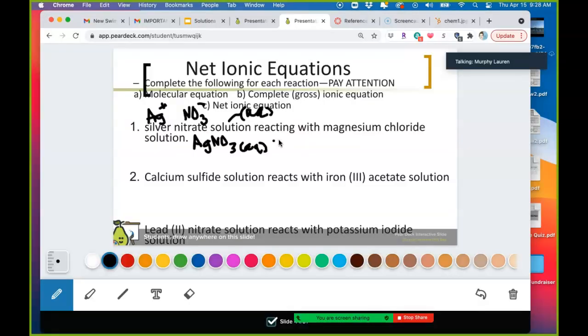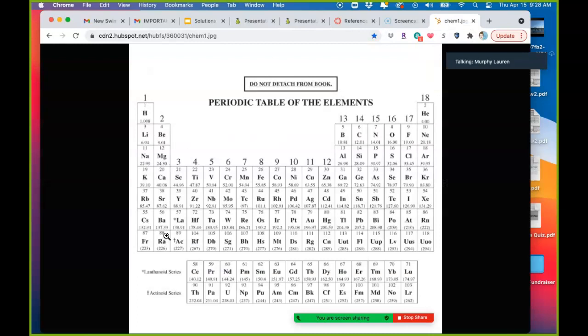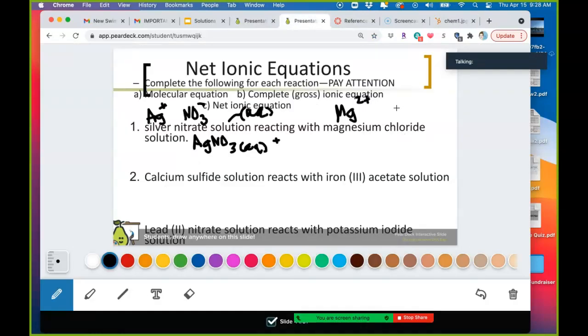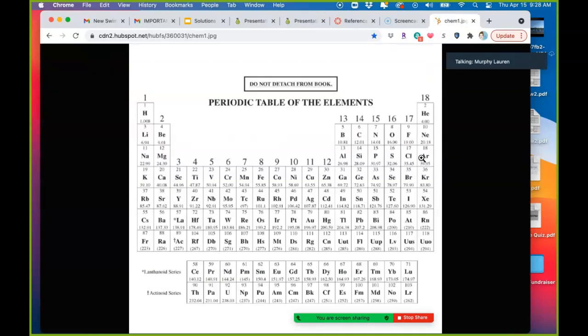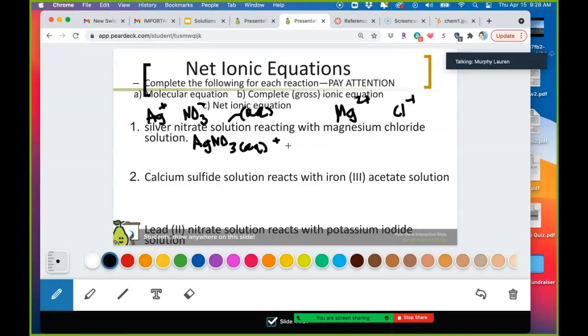Okay? Reacting with means plus sign. Magnesium. You go on your periodic table. It's an alkaline earth metal. This is my +2 family right here. Chloride is Cl, and you go to your periodic table. It's the -1 family right here. So when you put them together, you get MgCl2. Oh, and it says solution, so I'm going to write aqueous.